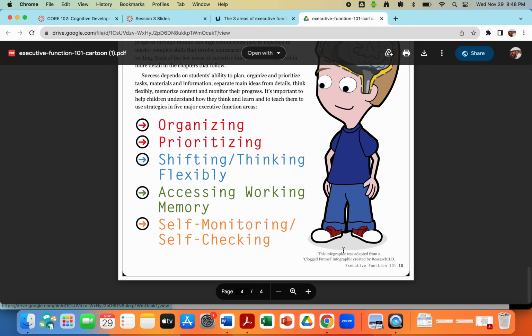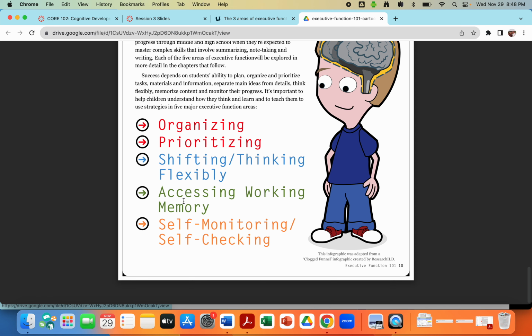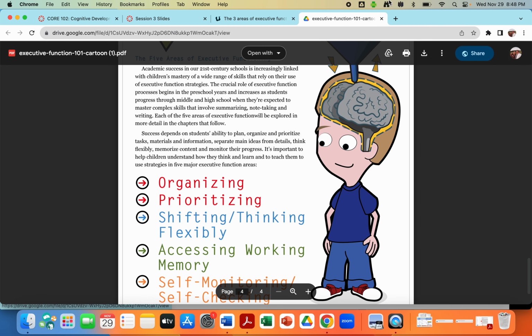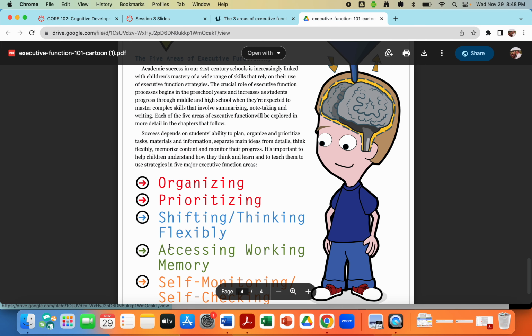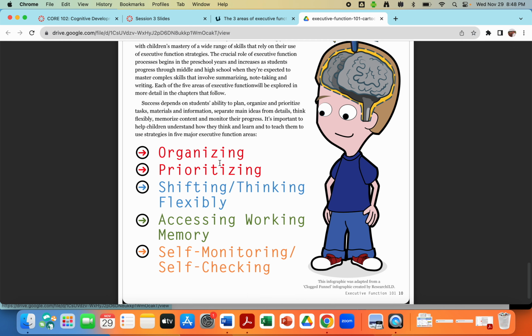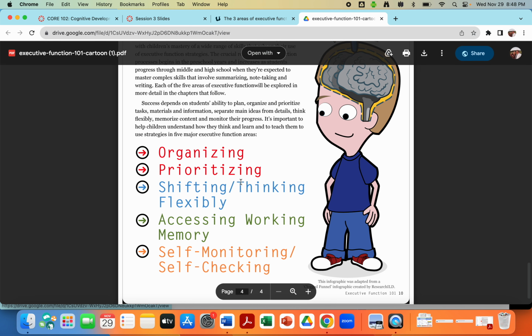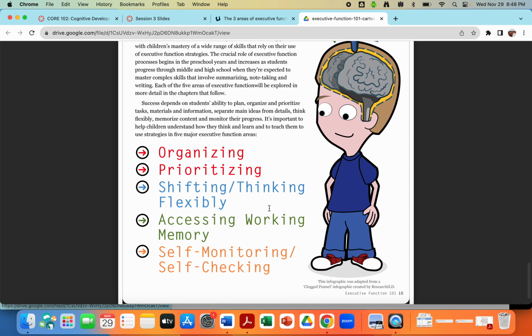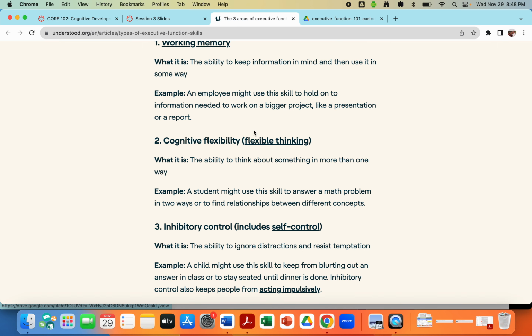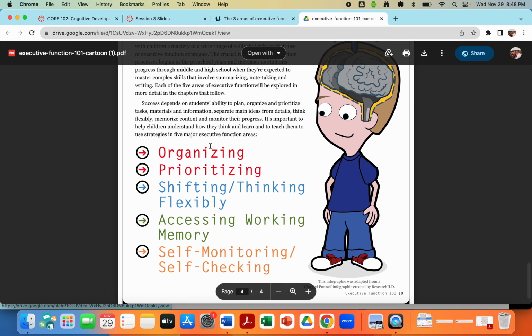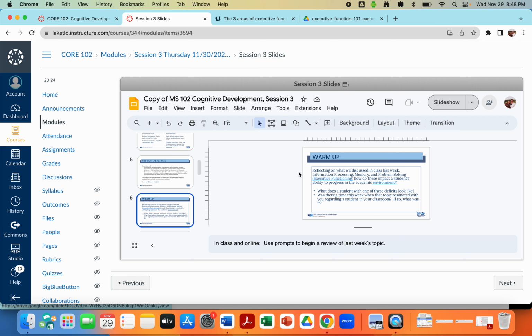And this came from a particular book. But organizing, prioritizing, shifting, thinking, flexibility, accessing working memory, self-monitoring, self-checking. So this one said 5. This one said 3. It's all fairly similar. Organizing, prioritizing, I would put in the same category. Shifting, thinking, flexibility, accessing working memory, self-monitoring, self-checking, those can be boxed up in one of these other ones, but they kind of just break it down a little more here. So just something to think about.